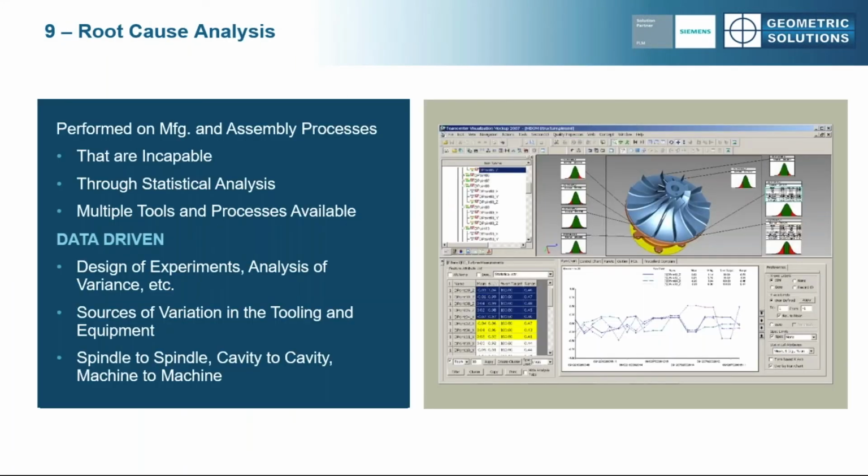And it's basically formed on manufacturing assembly processes. It's both. If they're incapable, we use statistical analysis. There's multiple tools out there. It's data driven. We use designed experiments, analysis of variance.